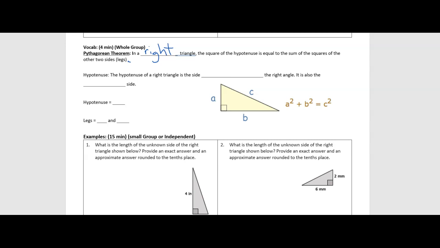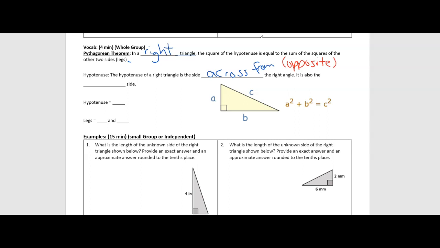The square of the hypotenuse is equal to the sum of the squares of the other two legs. Now, what do hypotenuse and legs mean? Well, they're both sides of the triangle, but we have to know which ones they are to be able to set up our equation correctly. So the hypotenuse is the side across from the right angle. You could also say opposite. Now that I think about it, that's probably why I just had one blank there. You could say across from the right angle or opposite the right angle.